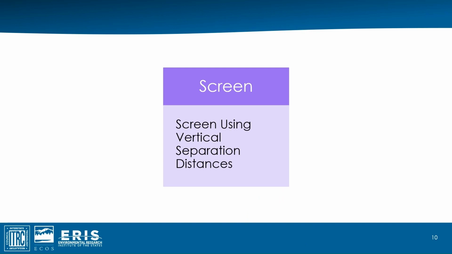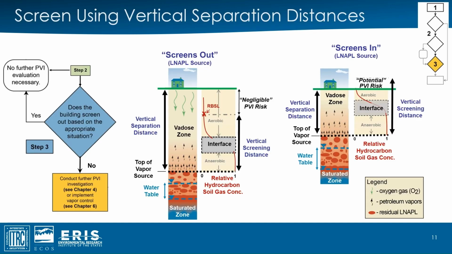And that brings us to the final step in the screening process, screening using vertical separation distances. If the screening distances can be applied, then one screens a building in or out based on whether the vertical source building separation distance is less or longer than the applicable vertical screening distances. One screens out if the vertical source building separation distance, or vertical separation distance for short, is greater than the applicable vertical screening distance. Conversely, one screens in if the vertical separation distance is less than the vertical screening distance.